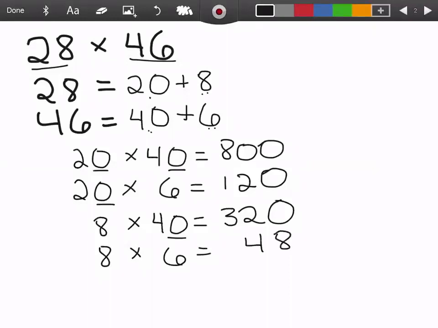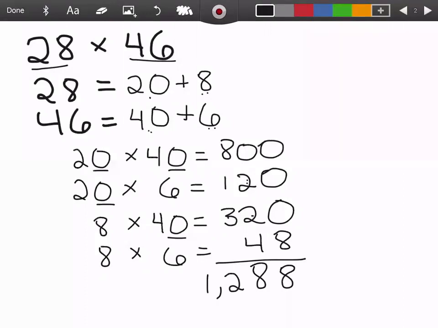So our multiplication wasn't too hard, and now our addition isn't very hard. We're going to add those four numbers together. In the ones place, we just have 8. In the tens place, we have 4, 5, 6, 7, 8. And in the hundreds place, we have 8, 9, 10, 11, 12. So we have 12 hundreds. So our answer is 1,288.